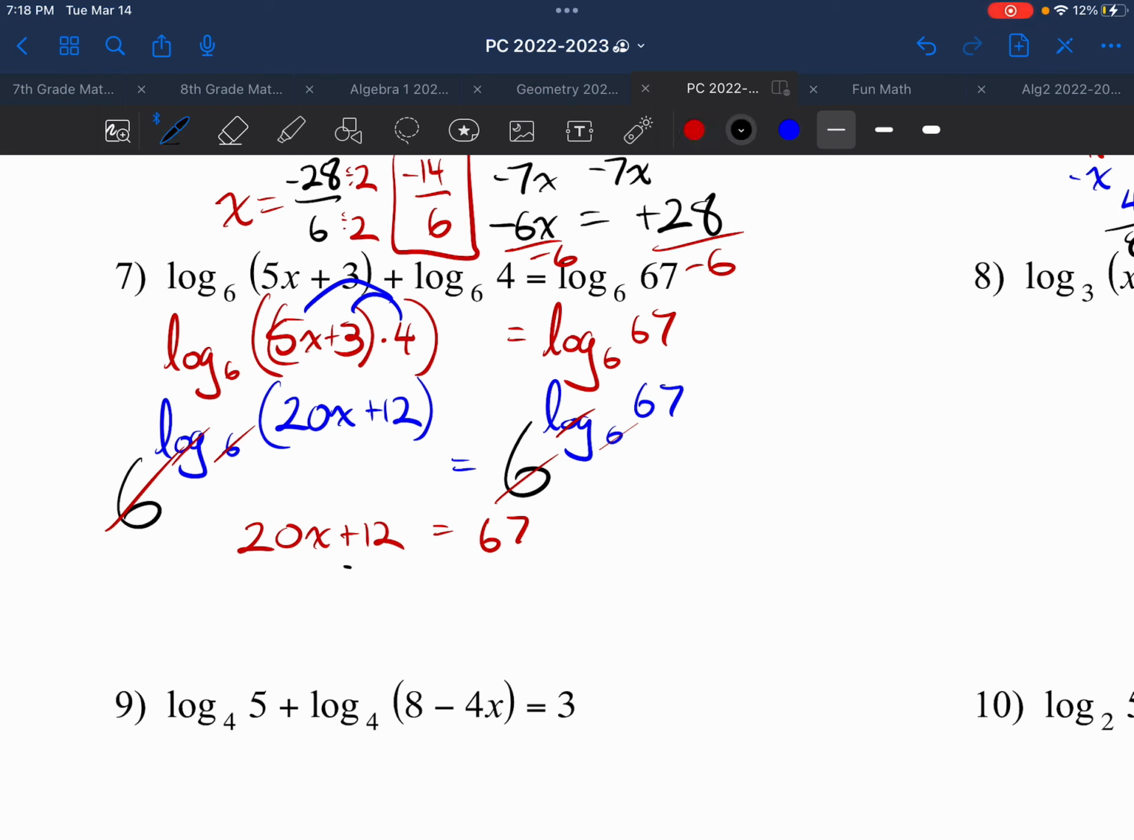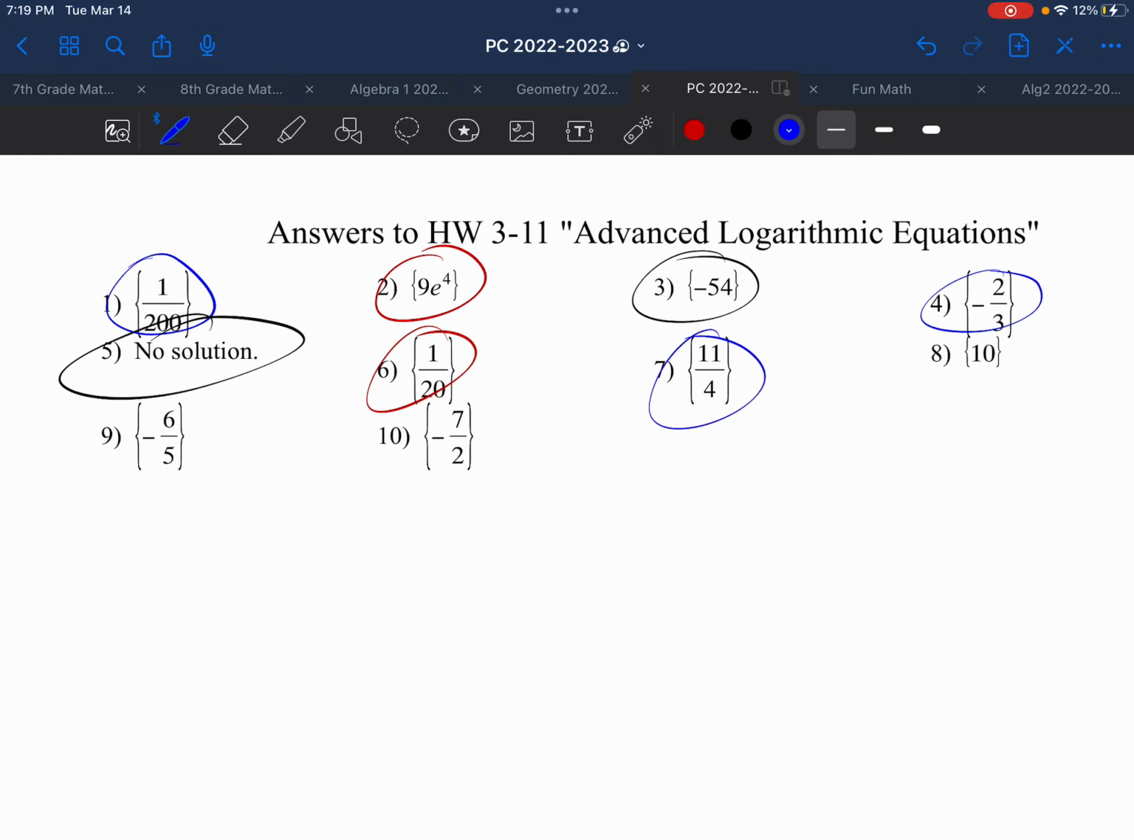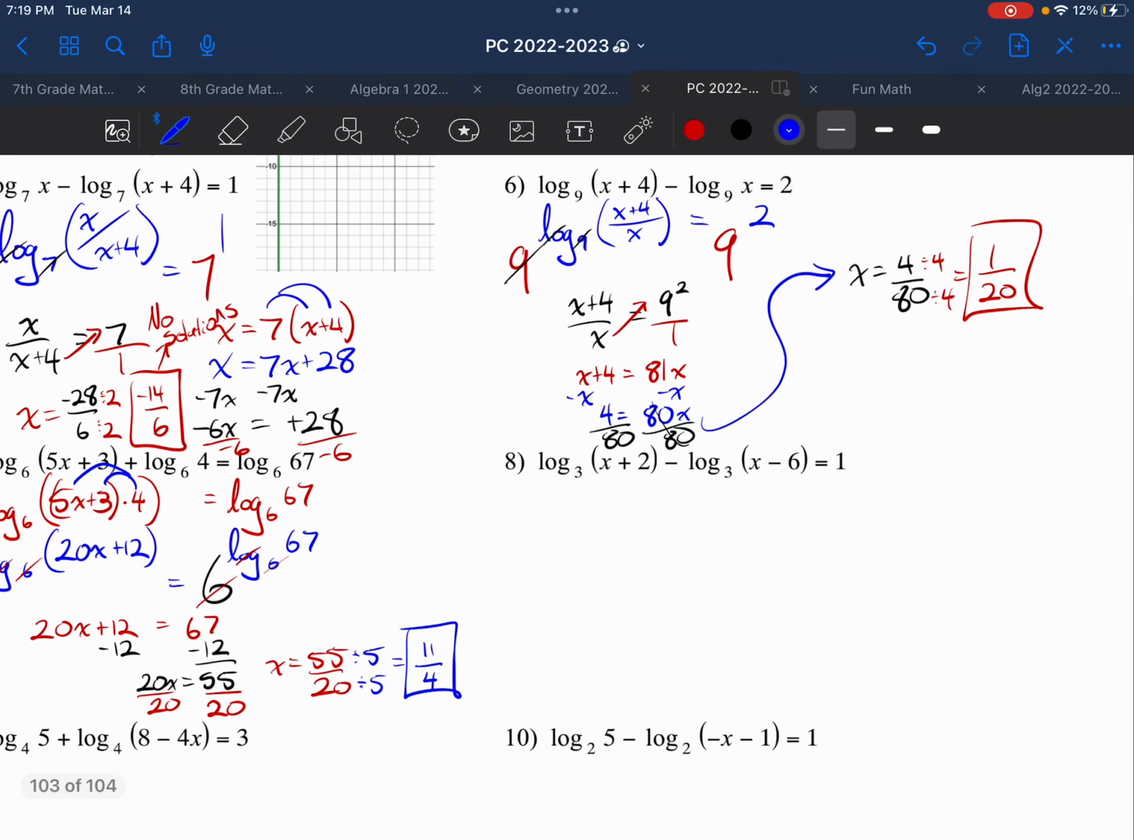Let's go ahead and solve really quick. Minus 12, we get 55 is equal to 20x. Then we're going to divide by 20, divide by 20. x is equal to 55 over 20, which we can reduce, divide by 5, divide by 5, and we get 11 over 4 for our final answer. Number 7, 11 over 4, 11 over 4. Number 8.